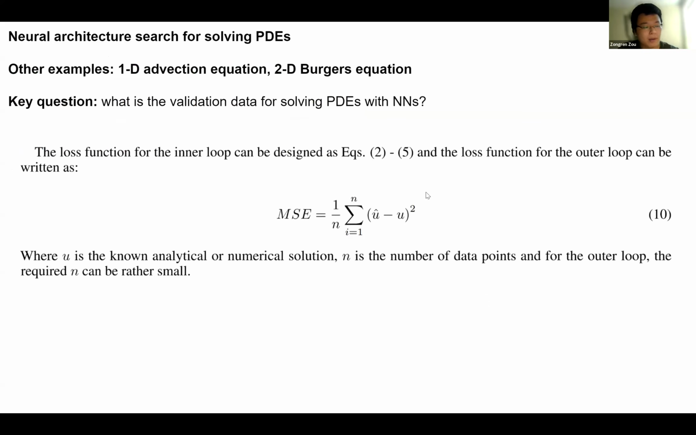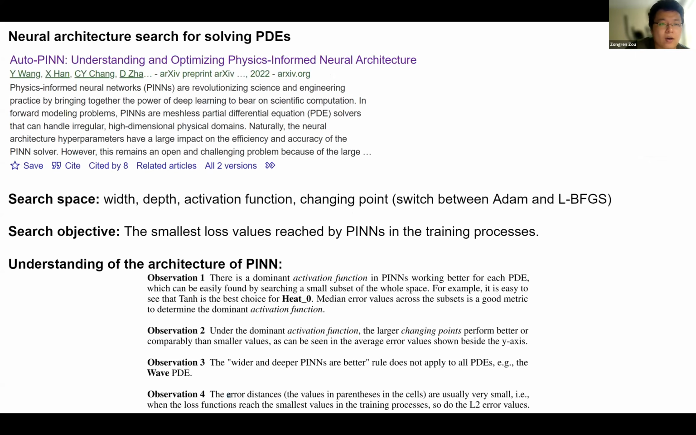Okay, so this is for the paper of NAS-PINN. And now there are a few other architecture PINN related papers. So one paper is this Auto-PINN. I think the author of this paper gave a talk in Crunch a few months ago. The title is Understanding and Optimizing the Physics-Informed Neural Architecture. And the search space is actually a lot broader. It involves width, depth, activation function, changing point. So here the changing point means the switching point between Adam and LBFGS.